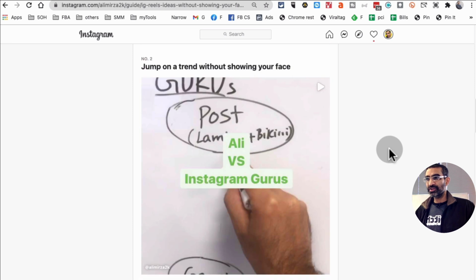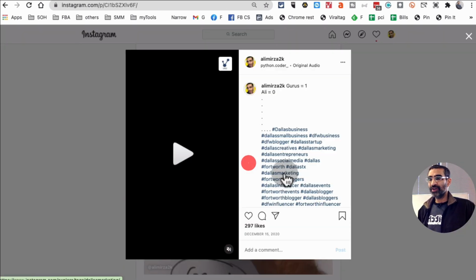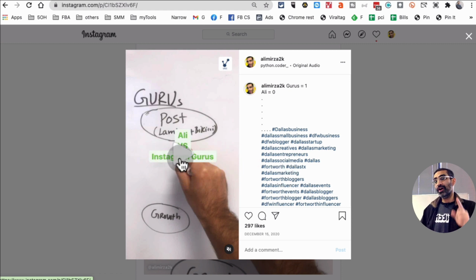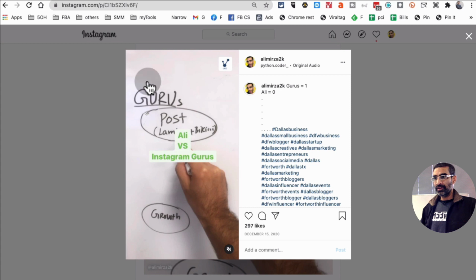Let's look at idea number 2. So it's kind of similar. Jump on a trend without showing your face. So I saw this trend, I believe I saw this on TikTok first, but a lot of people on TikTok and IG Reels were using this, and you didn't need to be on the camera. So let me play this and let's talk about this.